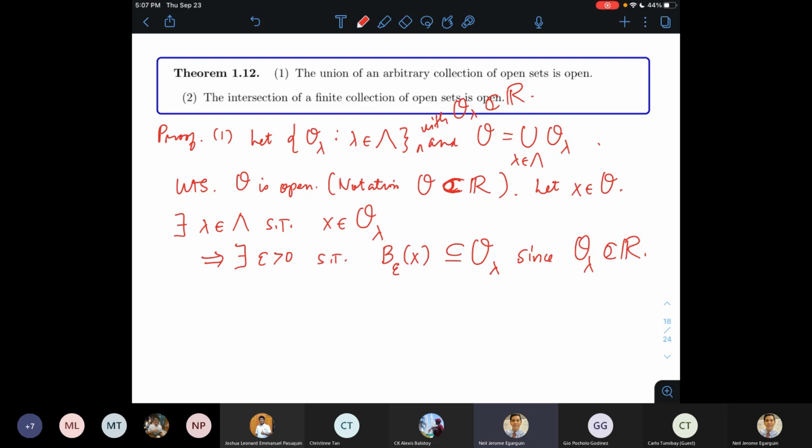Okay, is that fine? Pero ano nga yung goal natin? Ang goal natin, mapakita na meron kang epsilon neighborhood around X that is properly contained in big O. How can I get to that? Ang alam ko pa lang, meron akong epsilon neighborhood na subset ng big O lambda. Paano ako makaka-jump ngayon dun sa pagiging subset ng set capital O?